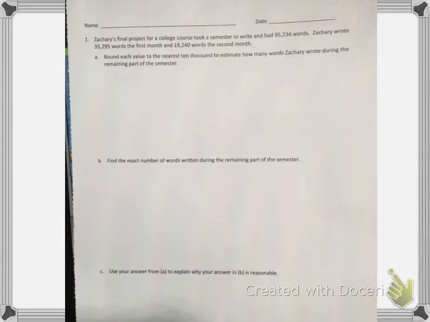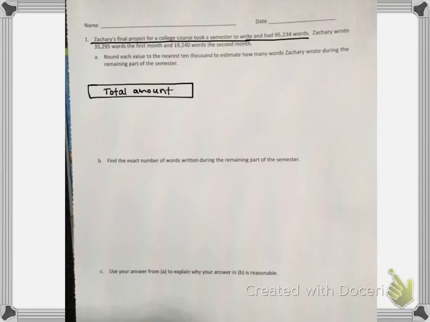Okay. Zachary's final project for a college course took a semester to write and had 95,234 words. Sounds like that is our total amount, so let's make a tape diagram. And let's label this the total amount. Total amount. And his total amount was 95,234. Okay, perfect. Zachary wrote 35,295 words for the first month.